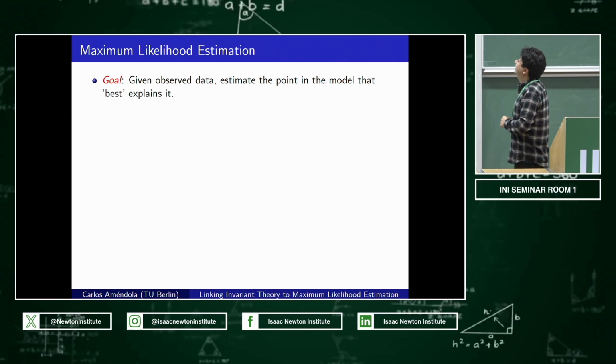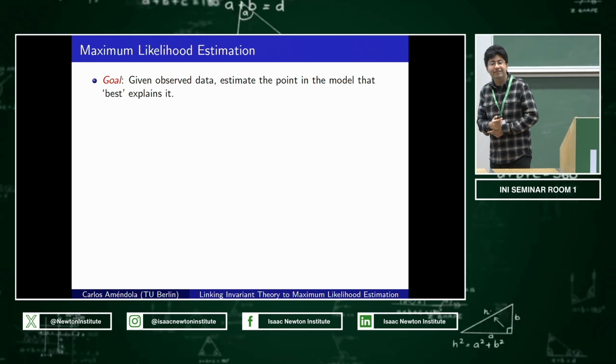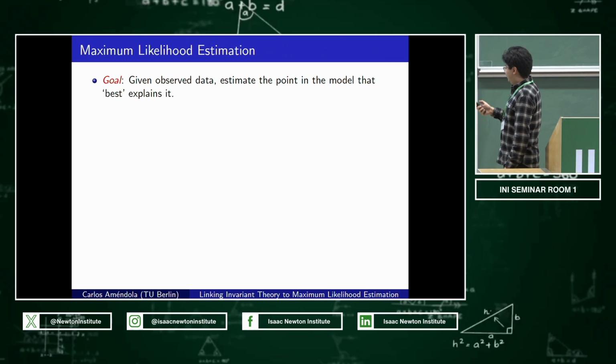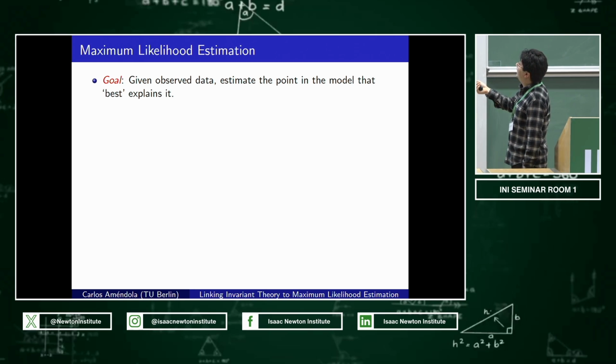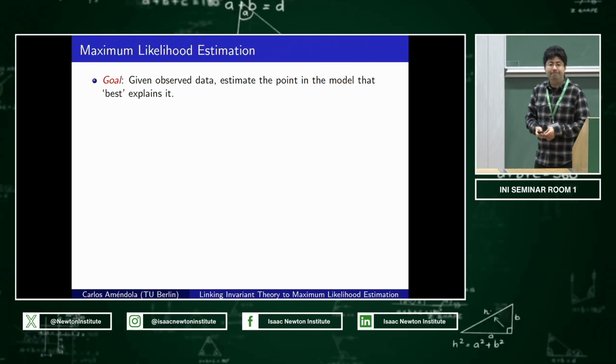All right, so now my talk says something about maximum likelihood estimation. So what is that about? Well, the goal is, given data, so you observe data, and you have a model in mind, then you want to find the point in the model that best explains this data. Okay, so that's the goal.